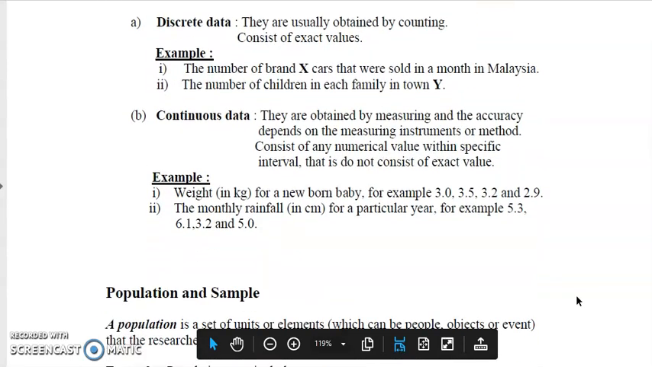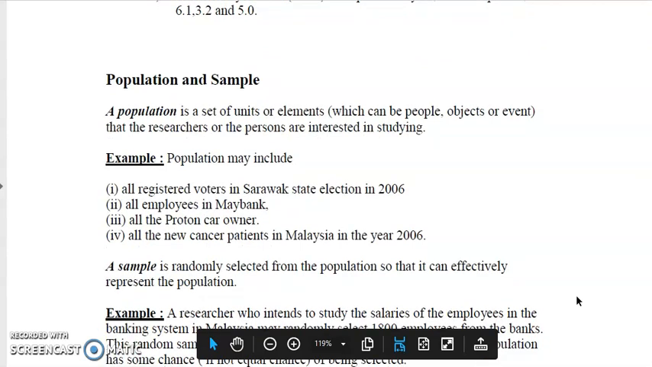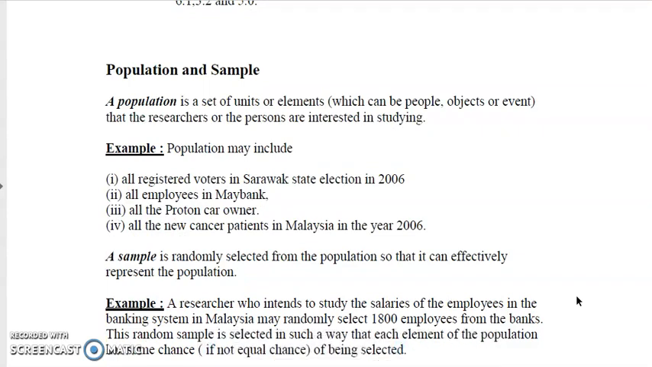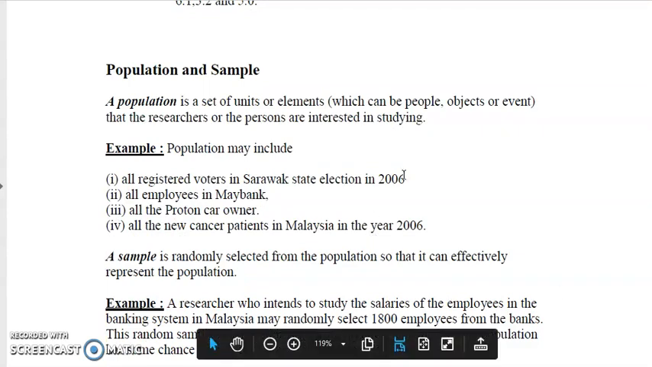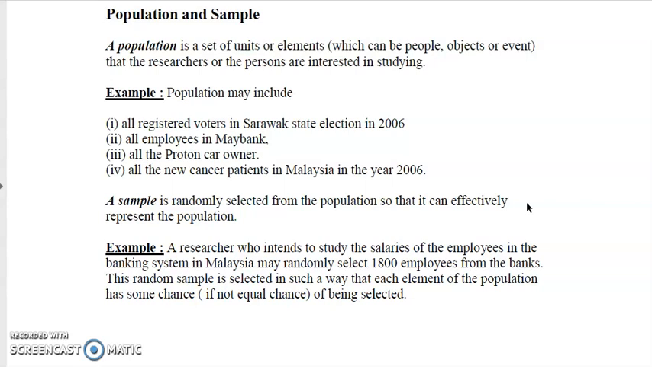Population and sample. What is population? It's a set of units or elements, either people, objects, or events, that the researchers or the person are interested in studying. As an example, all registered voters in Sarawak, or maybe all employees in Maybank. There are many Maybank branches in Malaysia, so all the employees in Maybank, all the Proton card owners, all the new cancer patients.